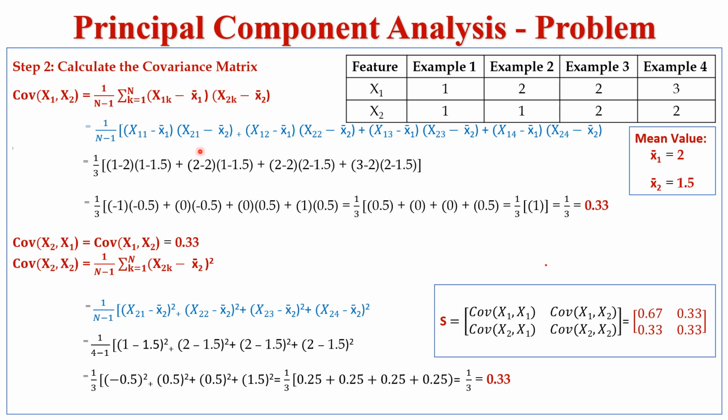Now we have to calculate the values for x21, similar to x11, as we have done in the previous step. What we have to consider here is the feature x2 and example 1.